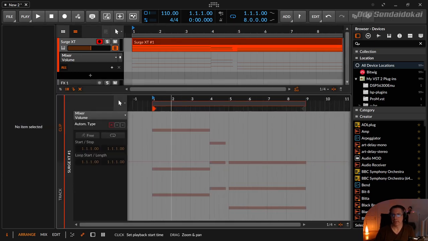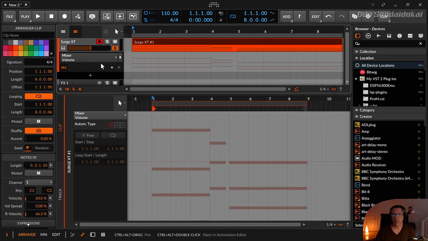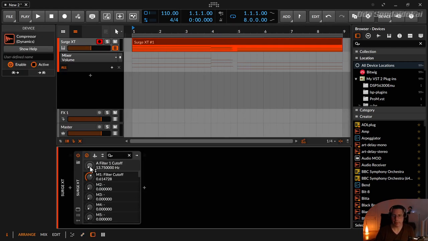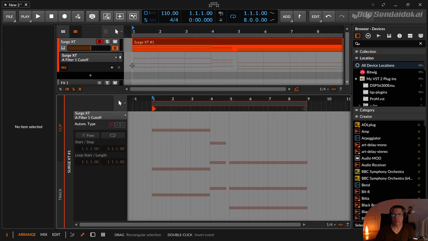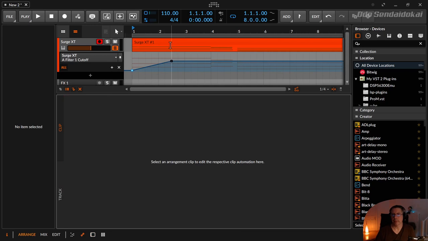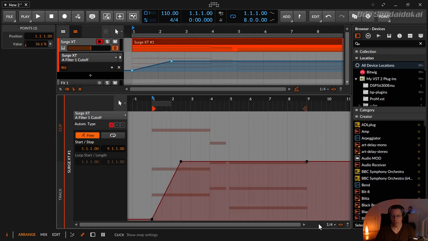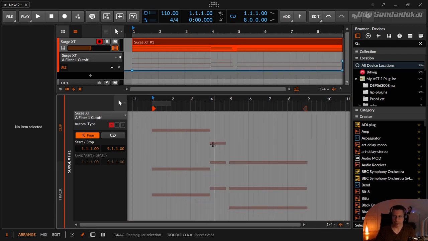So this is the same as if you would select, wait, where is my filter cutoff? There. This is the same as you would paint in here, so you see this is what I painted right now. And this is the absolute automation. But in this automation detail editor panel, there's automation type.